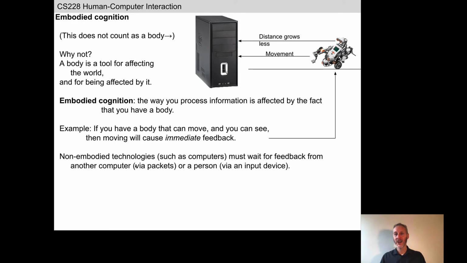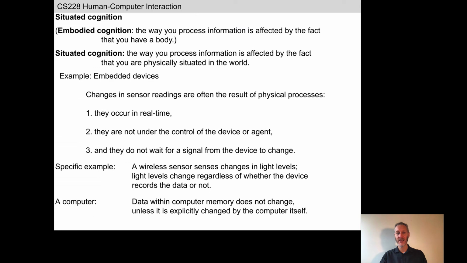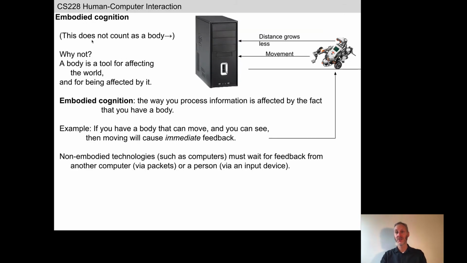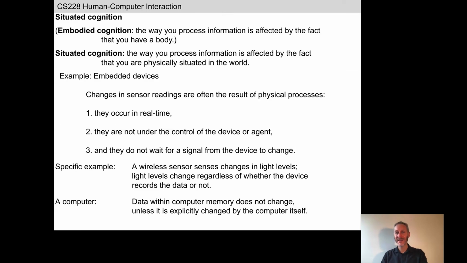So non-embodied technologies are fundamentally passive. They're waiting for feedback from other computers via packets, or they're waiting for the human user to do something. If you are embodied, you are active. You're able to use the physical properties of your body as a tool. Okay. Situated cognition is more of a focus on sensors than motors. Another way to think about distinctions between embodiment and situatedness: embodiment has mostly to do with motors and action. Situatedness has to do with sensation or perception.